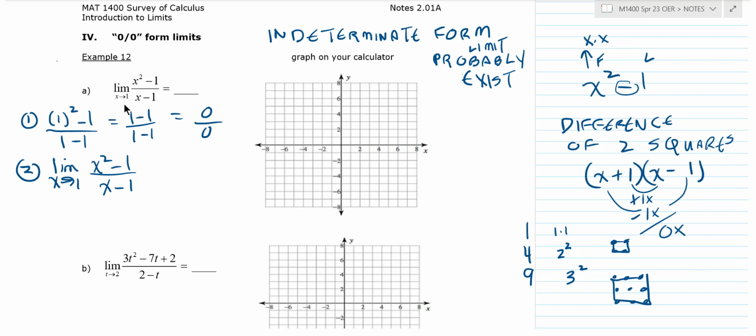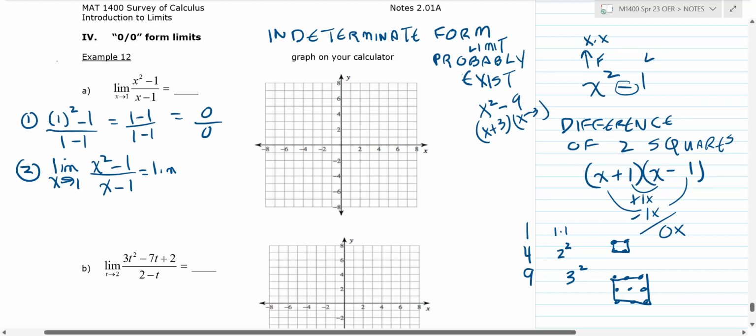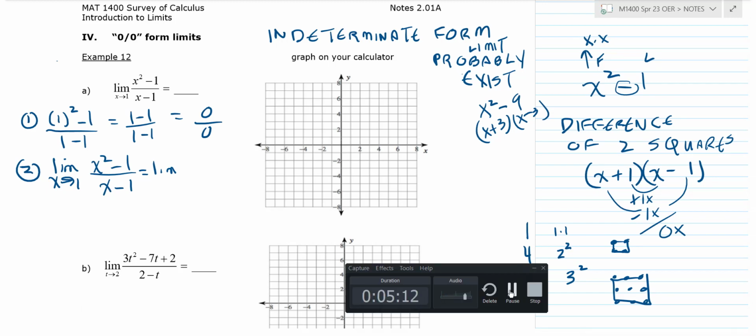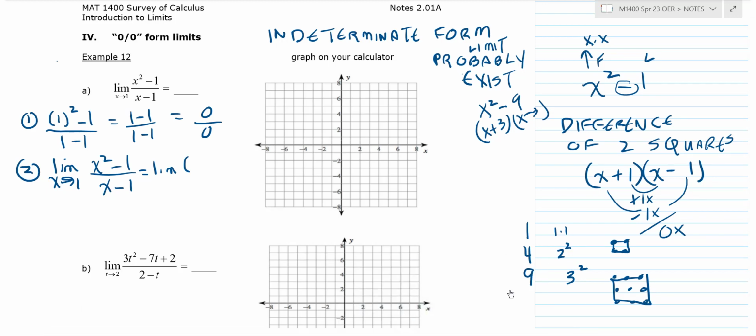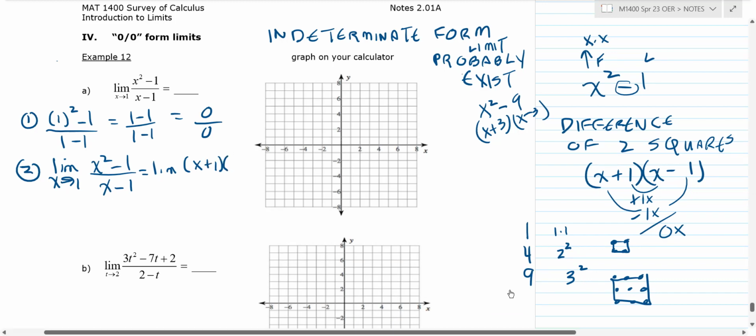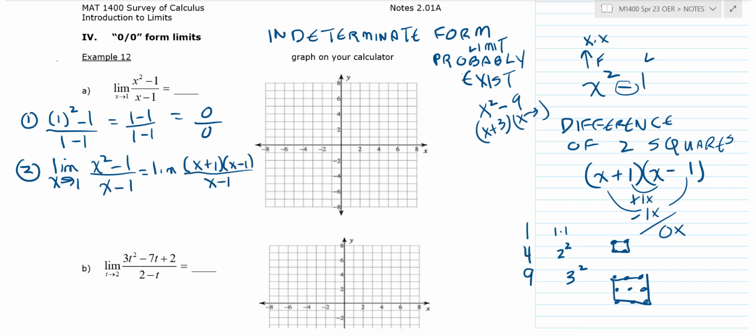Another real quick example, if you had x to the second minus 9, same thing. You just go x and x. 3 times 3 is 9, plus and minus. FOIL it out, it'll give you what you start with. So we're going to do that factoring and then see what happens. So we factor the x squared minus 1, and we get x plus 1 times x minus 1, over x minus 1.